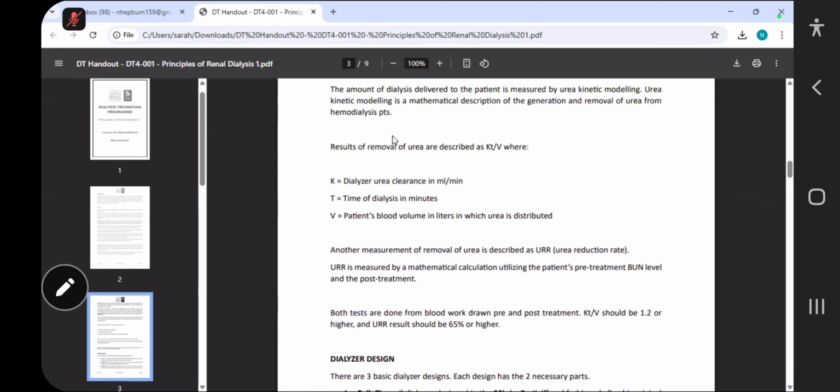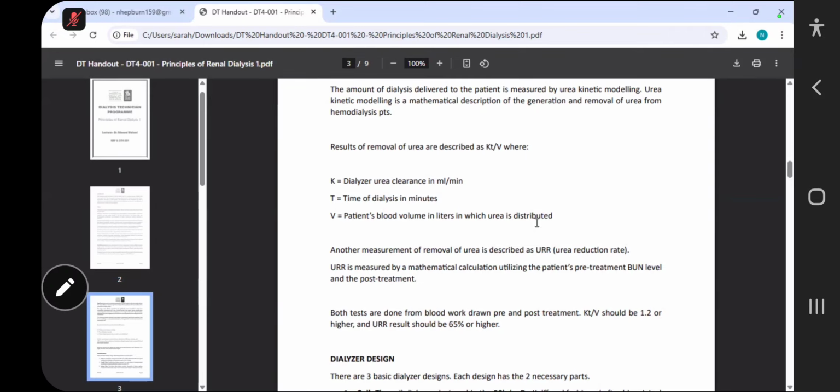when they talk about results of removal of urea, they are described as KTV, where the K is the dialyzer urea clearance, the T is the time of dialysis in minutes, and the V is the patient's blood volume in liters in which urea is distributed. Right? So the machine does usually calculate this, but you as a technician need to know how to calculate it, and it is simply the pre-weight divided by the post weight.